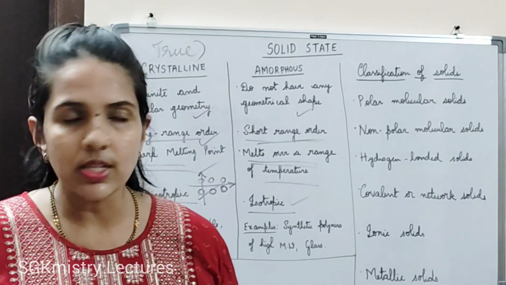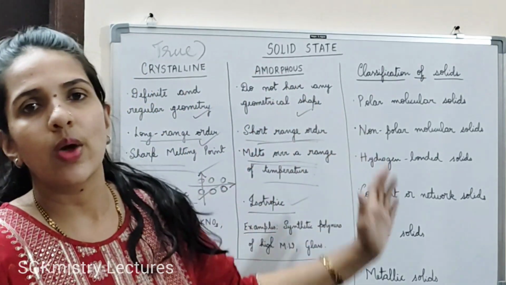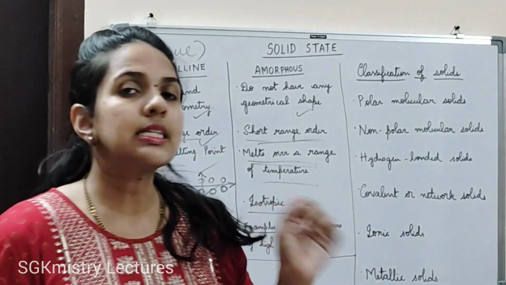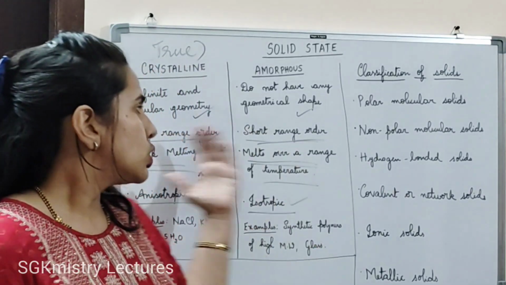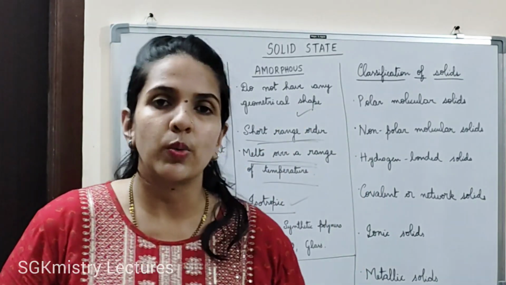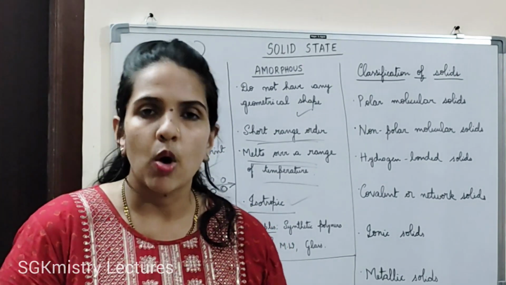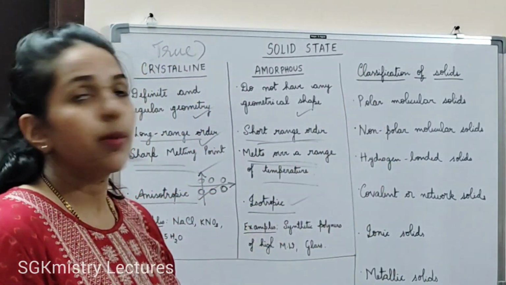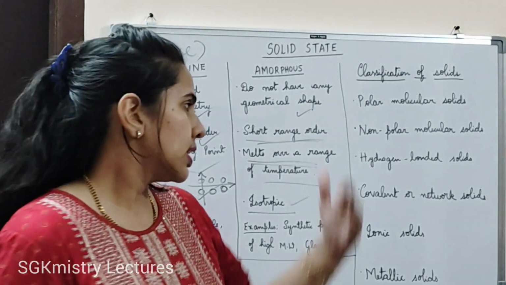Pseudo is nothing but false. So these are true solids, whereas the amorphous solids are called pseudo solids. These are the basic differences between crystalline and amorphous solids. Next, coming on to the classification of solids.